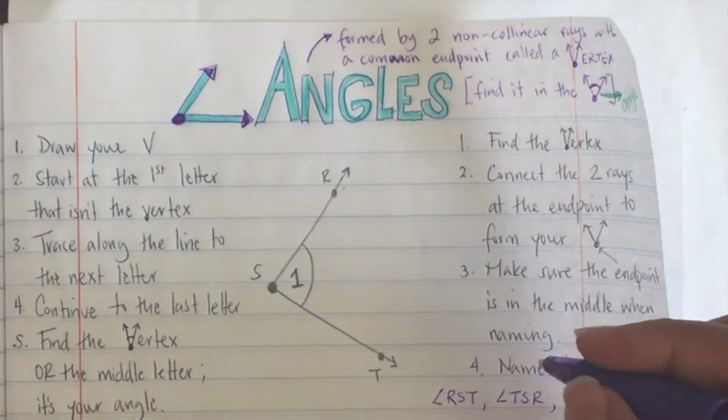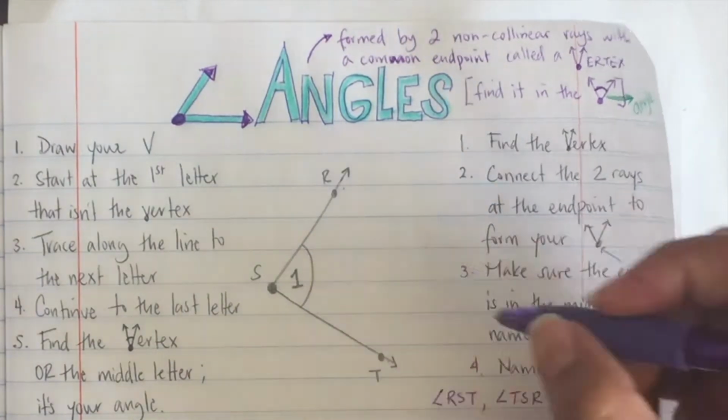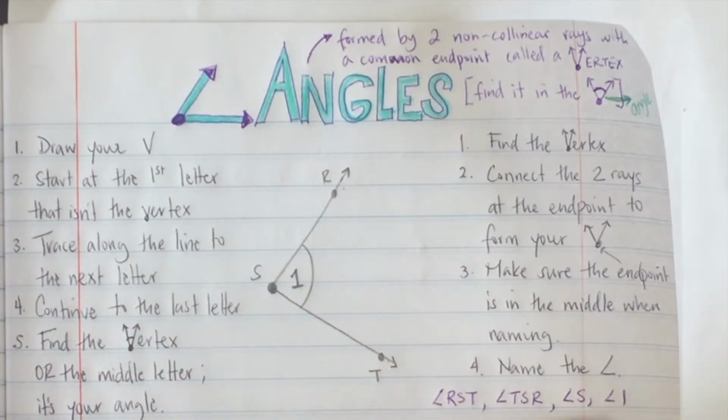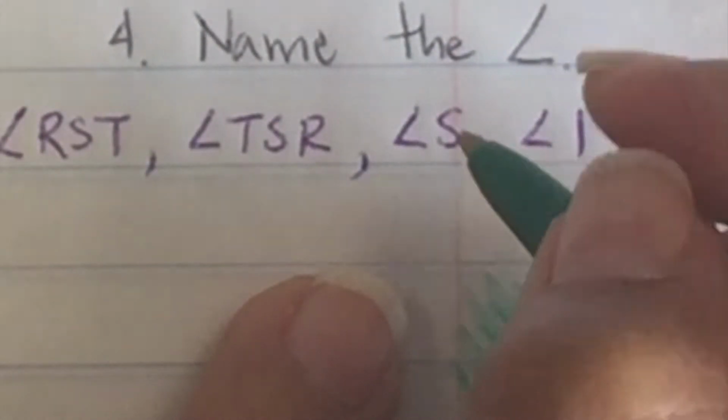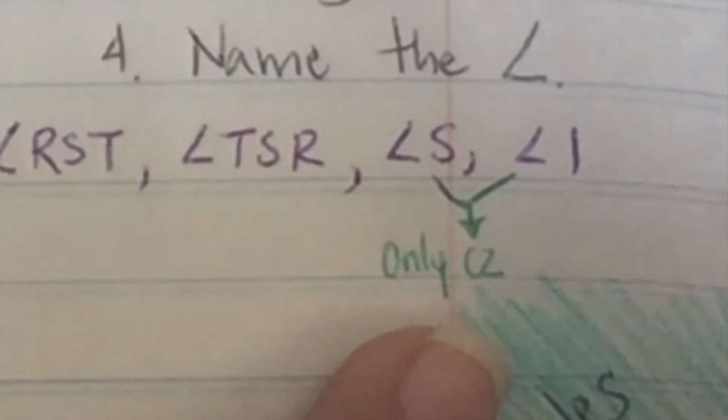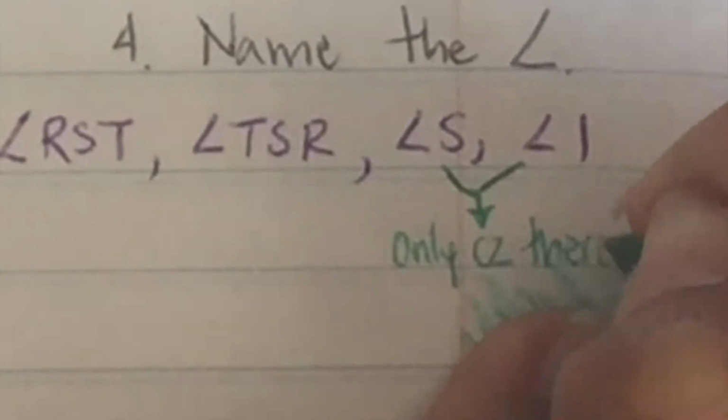Because there's only one angle here, you could also refer to it as angle S or angle 1 because it's clear what the V is. So angle S and angle 1 is only possible because there is one V. Listening check. Go ahead and color in "only because there's one V" while we're writing.